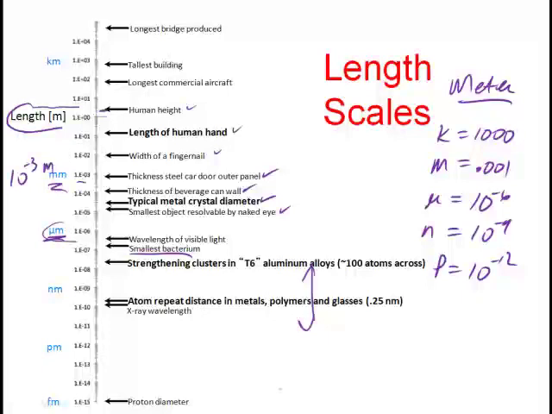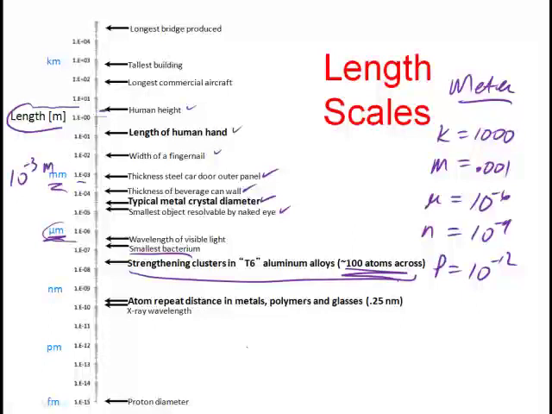We see little compounds that are well dispersed within aluminum, and they are what make aluminum very strong and allow airplanes to fly. It's these strengthening clusters, which are little compounds. They're about 1,000 atoms across.